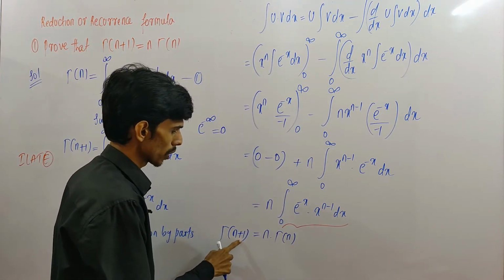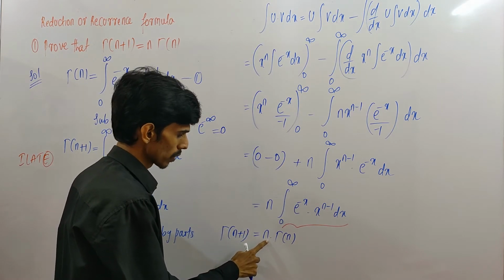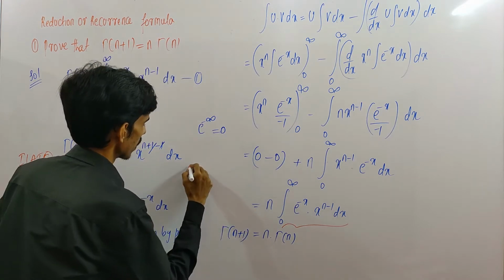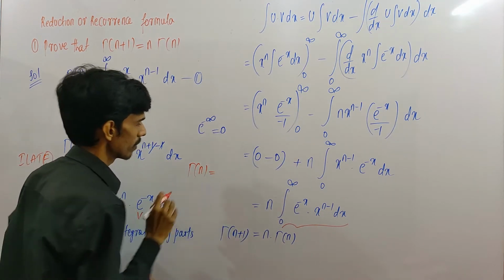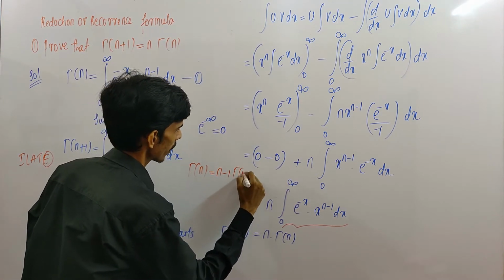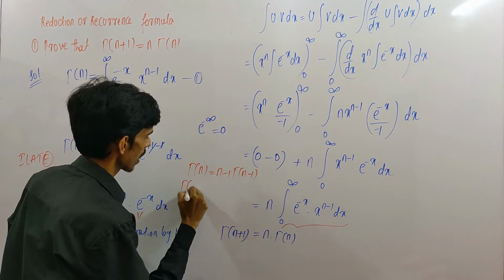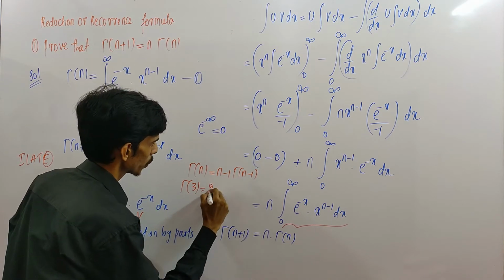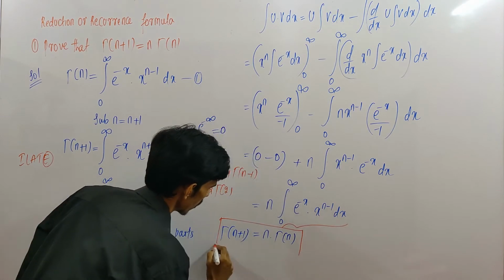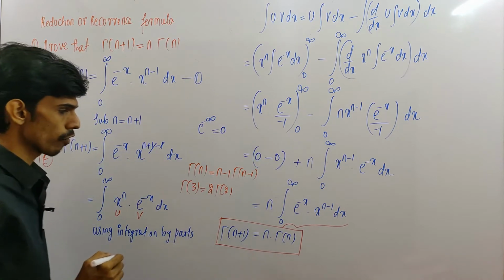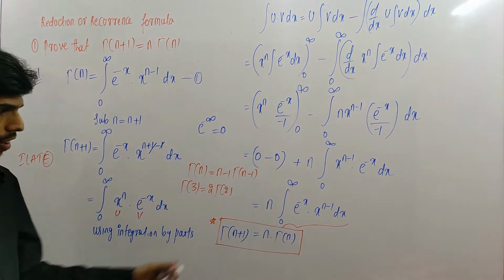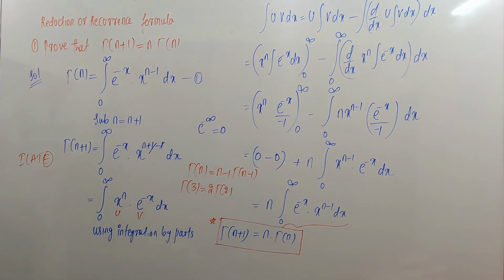Here we have n plus 1, so reduce the value by 1. Here we have n. If we have gamma of n, then we have to reduce this value by 1. It will become n minus 1 gamma of n minus 1. If I have gamma of 3, then we should take 2 gamma of 2. This is the recurrence or reduction formula for gamma function. You have to remember this formula. This is very important while solving problems.